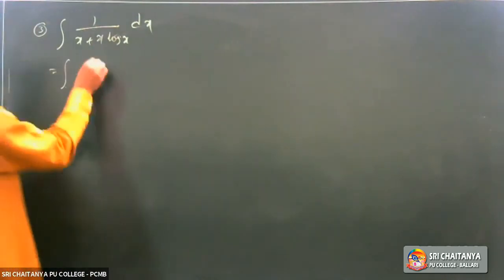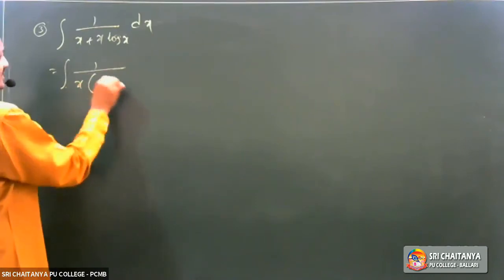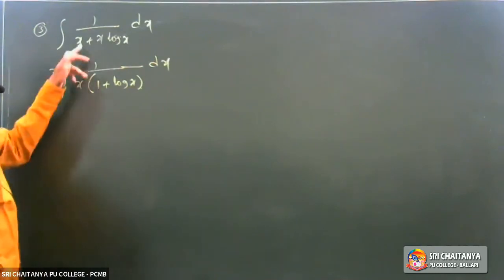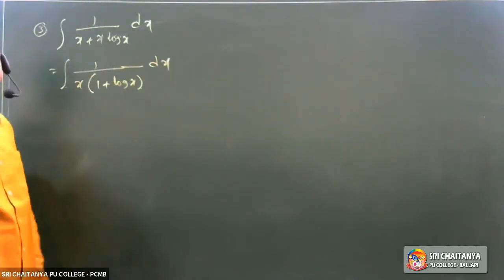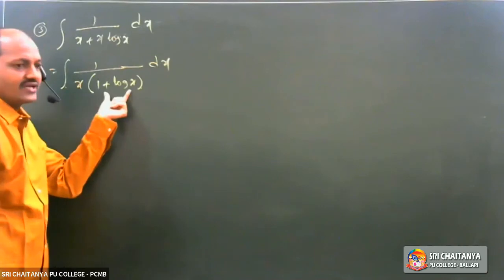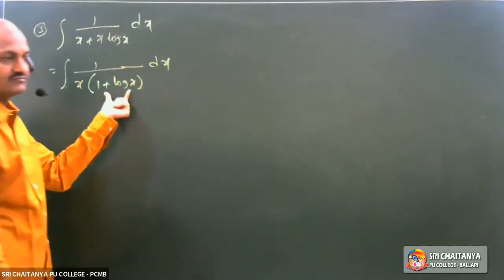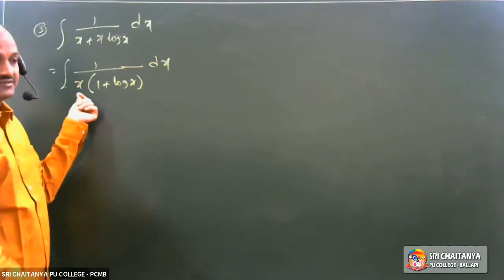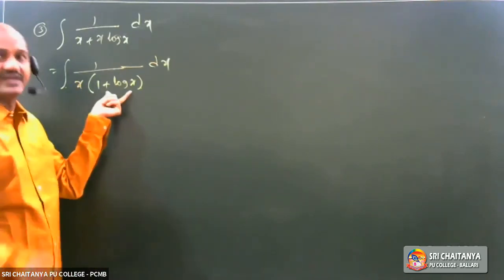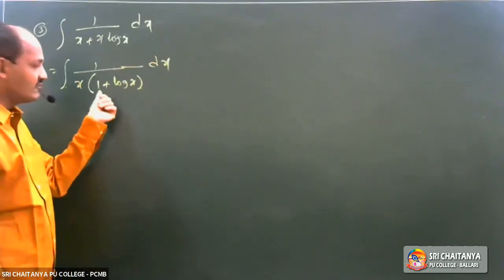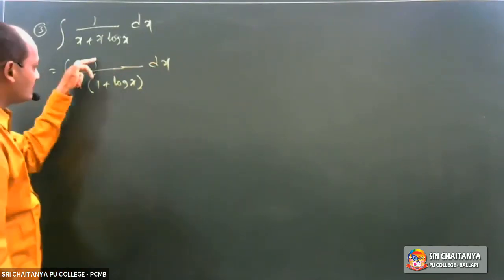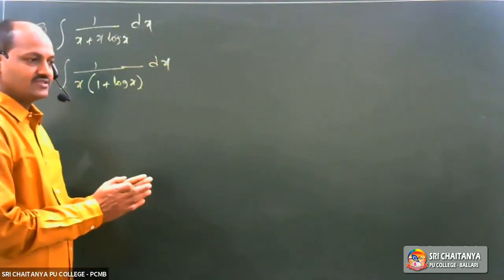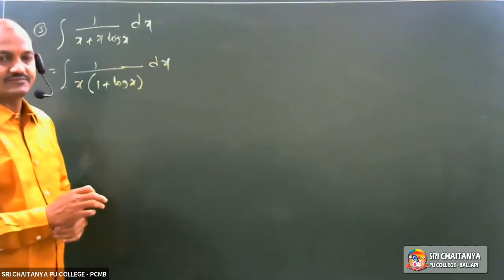It is the integral of 1 divided by x into 1 plus log x. Now this 1 plus log x we have to consider as t. Don't consider x equal to t. Why? Because the derivative of x is 1, no use. So 1 plus log x is equal to t. Then the derivative of 1 is 0, the derivative of log x is 1 by x. So the derivative of one function must be the remaining function.